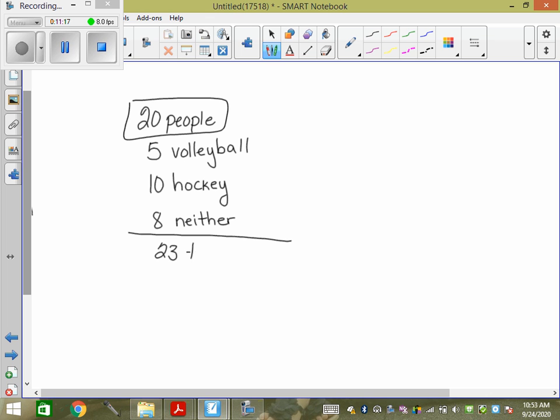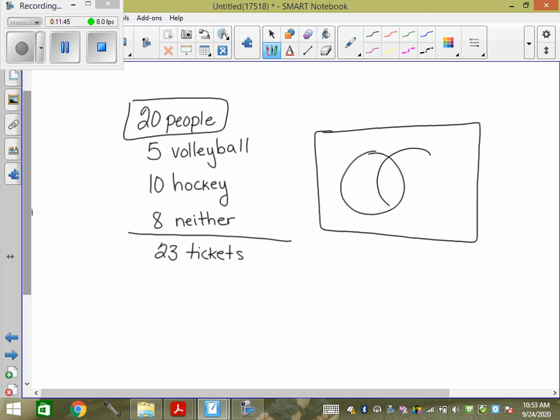23 tickets that were put into this, let's say. How many people do I have, though? 20. So what does that tell me? There's 3 in the middle of the snowman, in the eyeball, in both. Okay, so let's draw out this thing. Remember, if I don't give you the and, I have to give you each object, neither, and the total, and then you can find the middle. So we have volleyball, hockey. We have 3 in both because we do 23 minus 20. It's 3 in both.